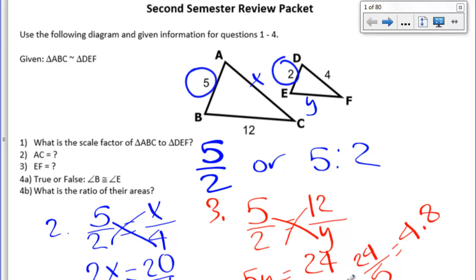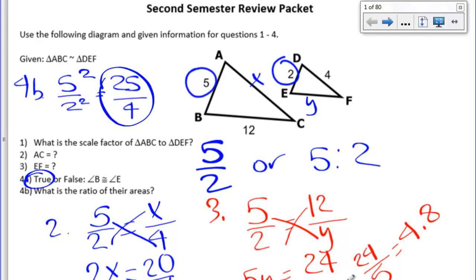Okay, 4A is absolutely true. If shapes are similar, the corresponding angles are absolutely congruent. And for 4B, what is the ratio of the areas? Well, you can use the scale factor to find that. The ratio of the areas is the ratio of the sides squared. You just square the two. So we get 25 over 4, and this is our answer.